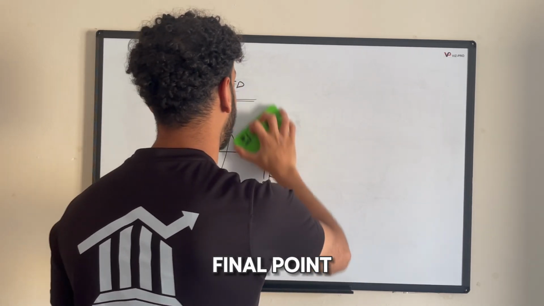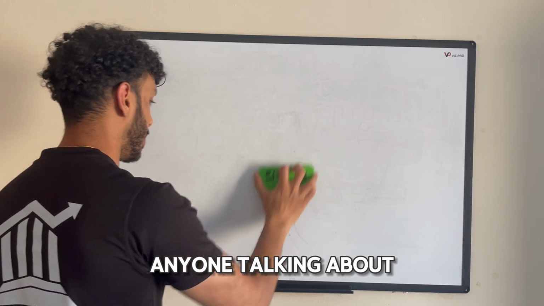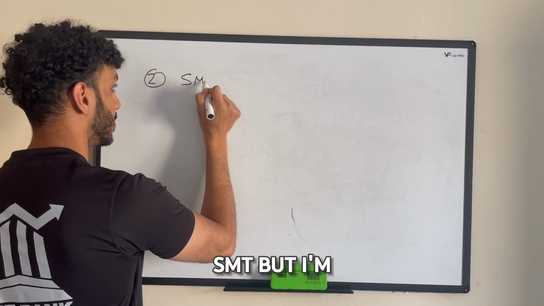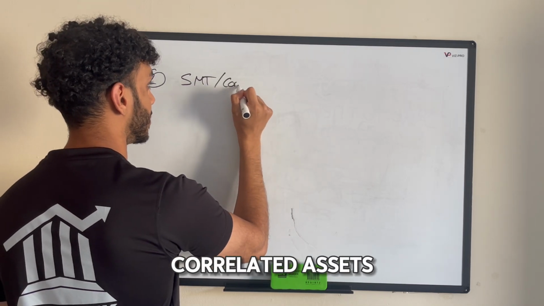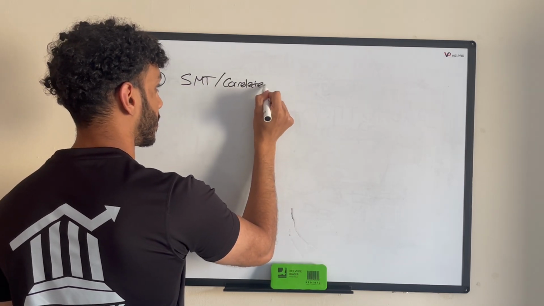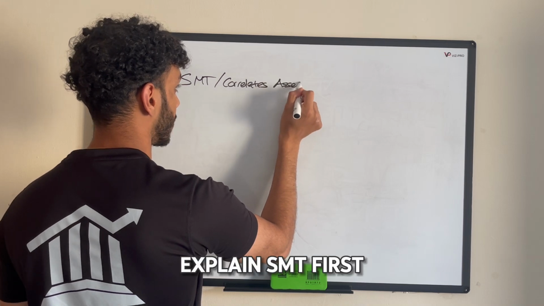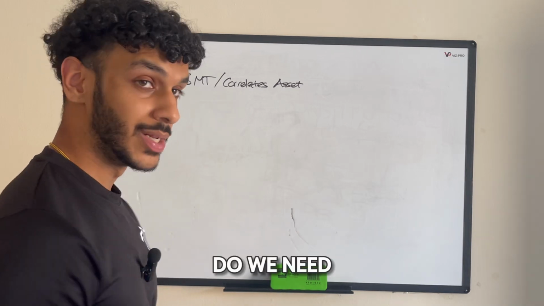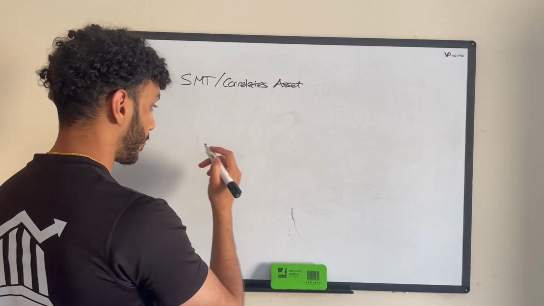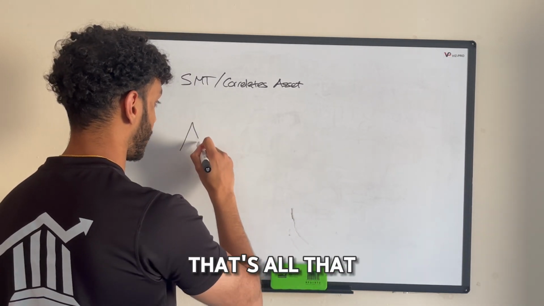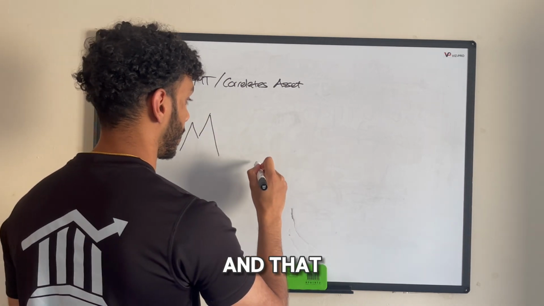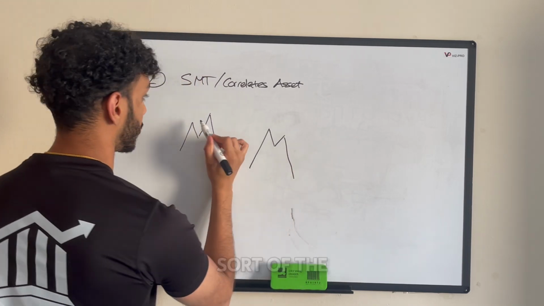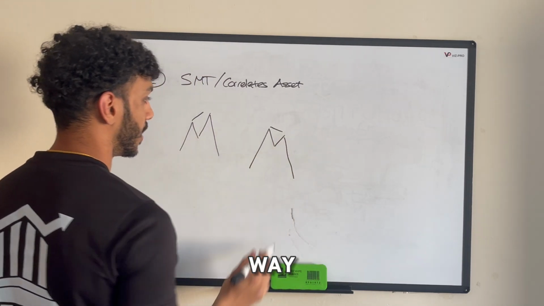So we have one final point, and this one I don't see anyone talking about. And it's more than SMT, right? I'm going to write SMT, but I'm going to write slash correlated assets. Okay, it's more than SMT, but I will explain SMT first. So what do I mean by SMT, and why do we need it to gauge order flow? Well, SMT is basically that crack in correlation, and let me just draw it. Okay, it's sort of the uncorrelation of assets in a way.